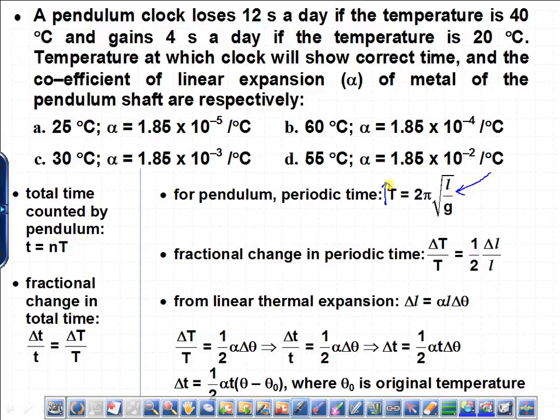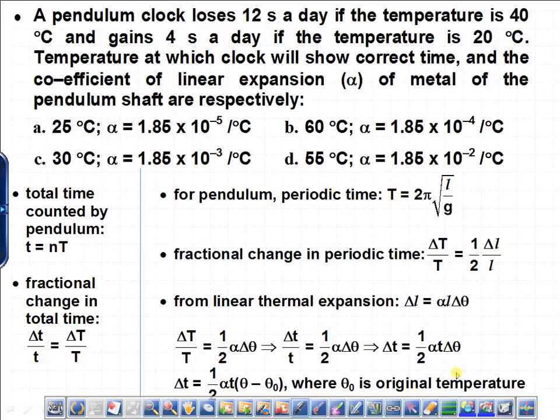So, it will not be able to perform the sufficient number of oscillations at the end of the day, and that is why the clock will not show the actual time, but it will show a time lesser than the actual time. That is why it is written that the clock loses 12 seconds a day if the temperature is 40 degrees Celsius. At the same time, the same reason can be given for the gain of time, that is 4 seconds a day when the temperature is 20 degrees Celsius.